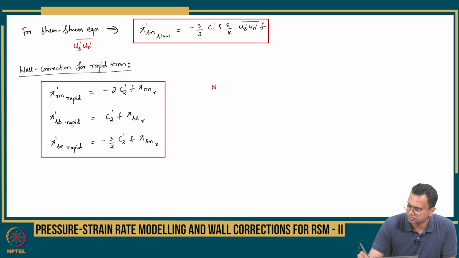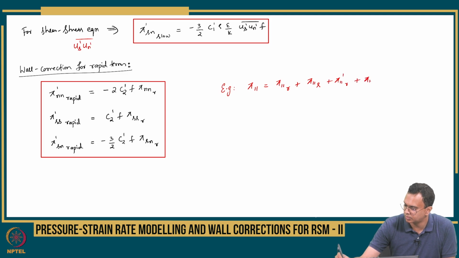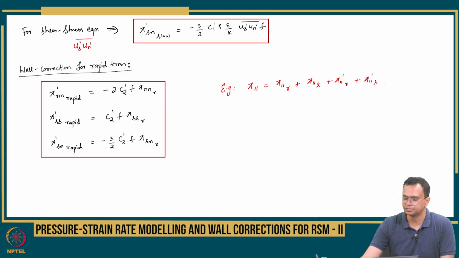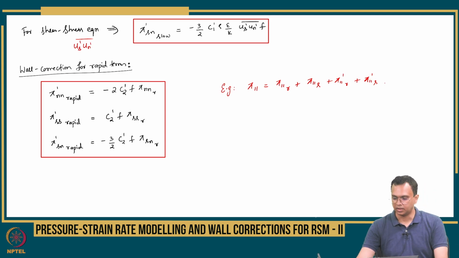So note that, if you are implementing, let's say, an example here, example for pi 11 term, the model will be pi 11 rapid plus pi 11 slow plus pi 11 prime rapid plus pi 11 prime slow. With the wall corrections, four terms will be there for each of these equations. Okay, is this clear?